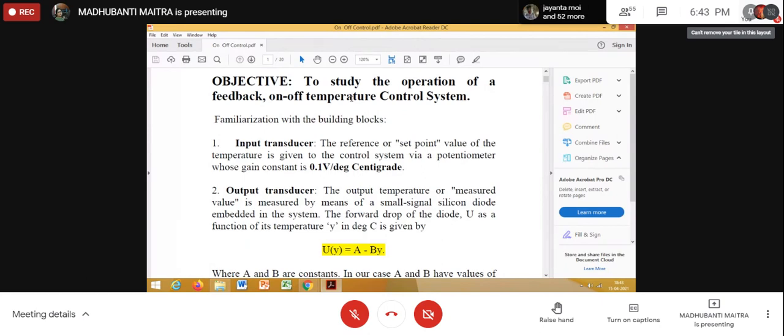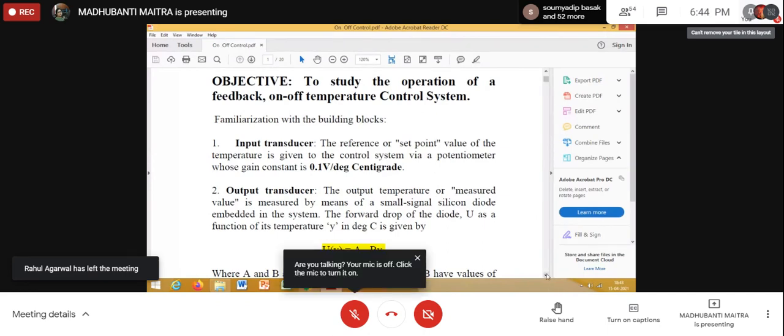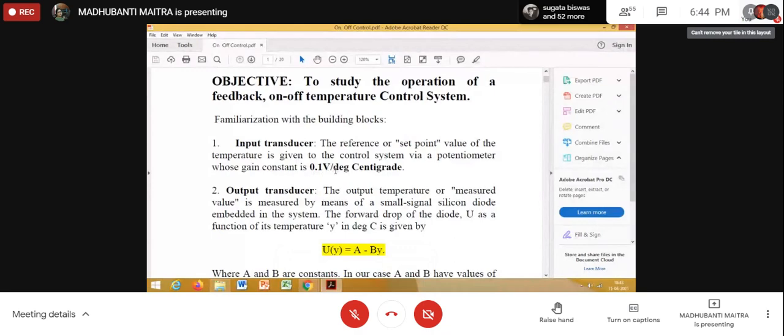suppose we want to maintain the temperature at, say, 25 degrees centigrade, then the reference input or the set point should be 25 degrees centigrade. That means the physical quantity is temperature, right? But actually what we do, we use a transducer where the temperature is converted into a voltage value, right? So that's why the input transducer will be required, and that is the conversion ratio.